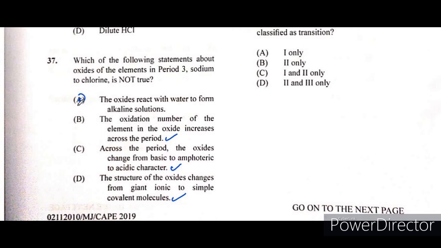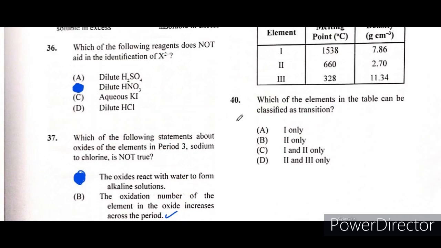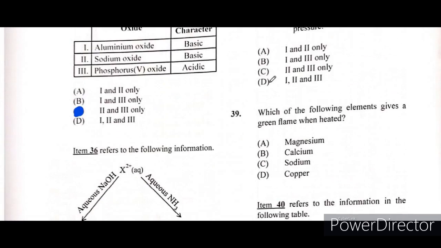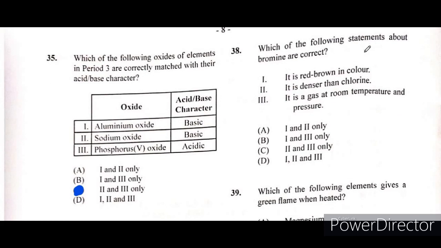Let's go back now to 38. Which of the following statements about bromine is correct? It is red-brown in color. Yes. It is denser than chlorine. Yes. Chlorine is a gas. Bromine is a liquid at room temperature. It is a gas at room temperature and pressure. No. 1 and 2. 38 is A.